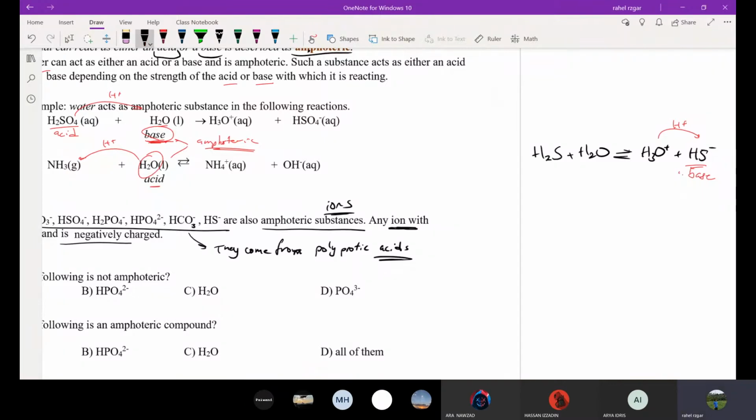At the same time, this HS negative, if it reacts with H2O, it can become H3O and S2 negative. And here, what is the HS? It has donated a proton to the H2O.